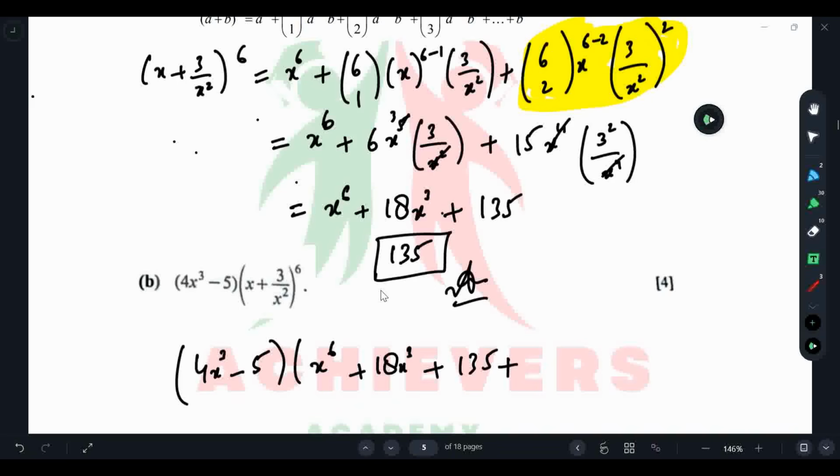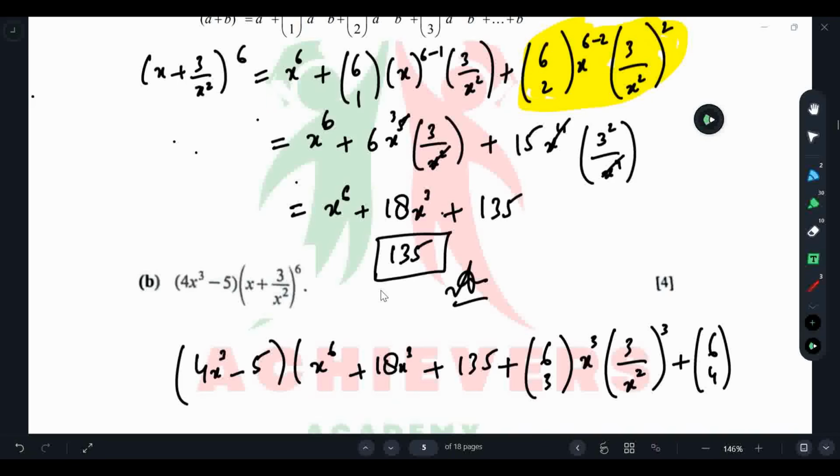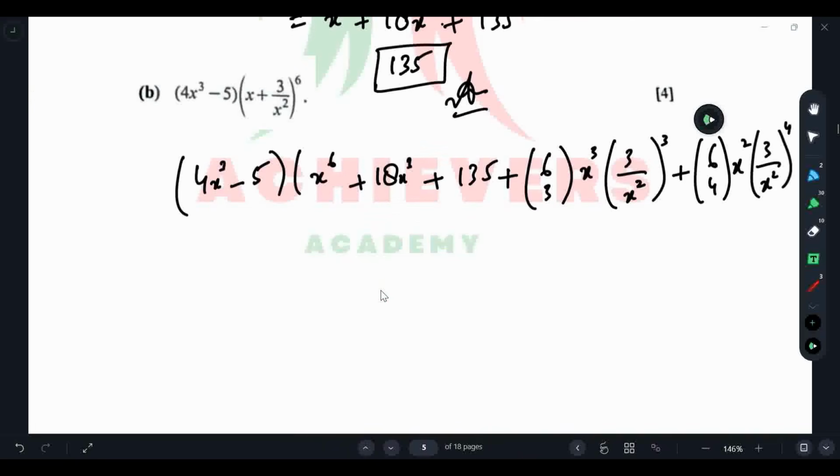If we search, the next term should be 6c3 x power 6 minus 3, which will be 3 by x power 3, by x power 2 whole power 3, plus 6c4 x power 6 minus 4 will be 2, and here this will be 3 by x square whole power 4. Let's expand the last two terms.